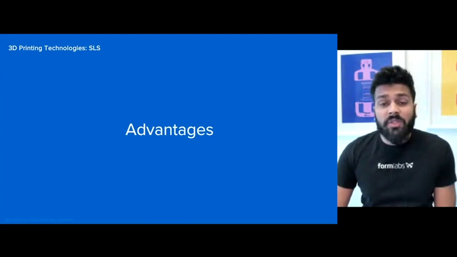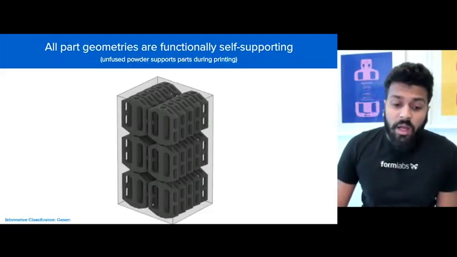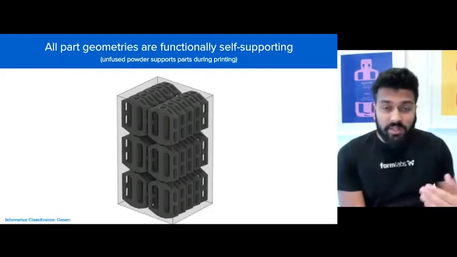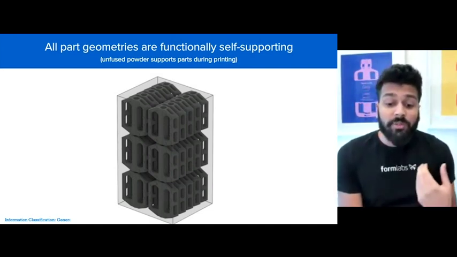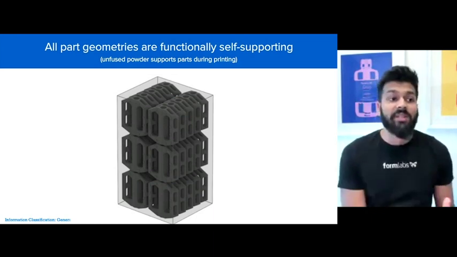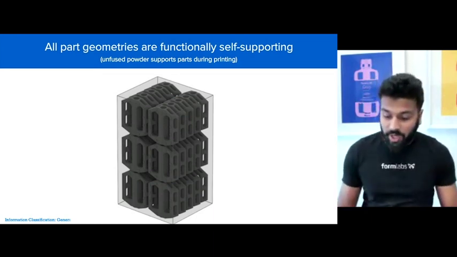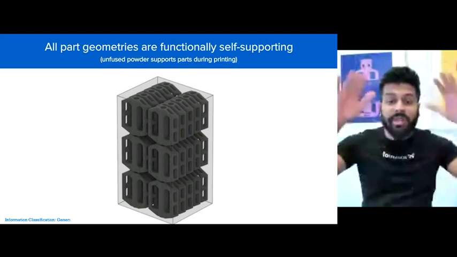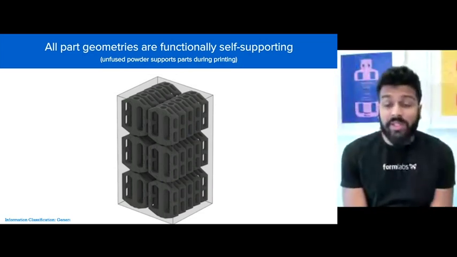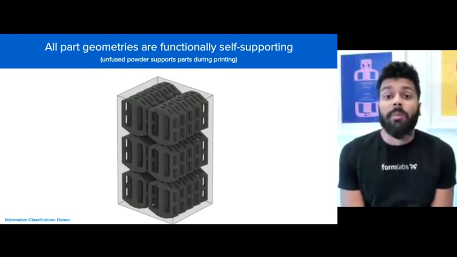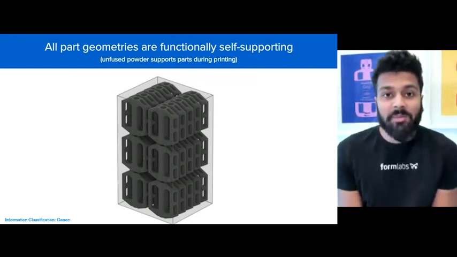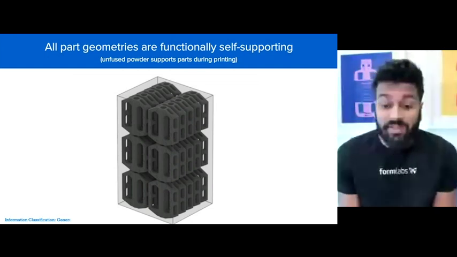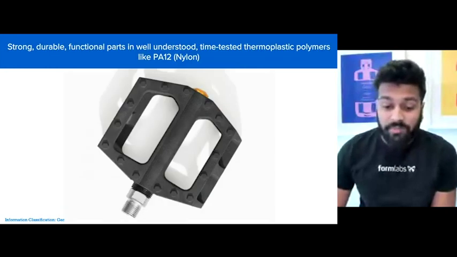Let's look at the pros and advantages of this process. Because you're sintering powder that's all stacked on top of each other, all your geometries are going to be functionally self-supporting, which is amazing because you basically have material in that space throughout. So you can stack up a lot of parts densely on top of each other. Compare this to FDM or SLA machines, where you won't be able to tightly nest and pack them as well. So that's a great benefit.